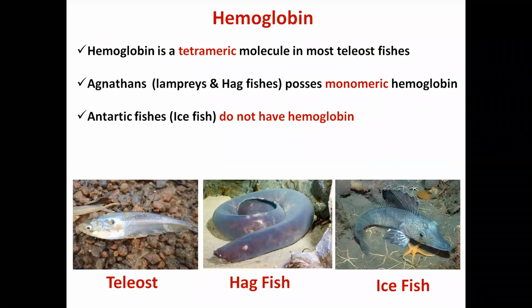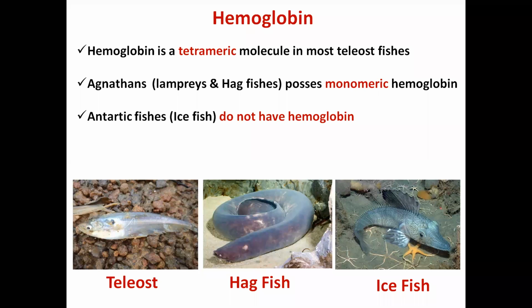Now the respiratory pigment. The fishes have hemoglobin as a respiratory pigment, but there is a polymorphism in the respiratory pigment, meaning different fishes have different possible combinations of the respiratory pigment.